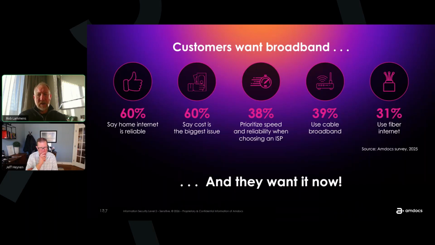Obviously, we've surveyed a huge amount of our customer base across the globe, and 60% say that cost is the biggest issue. Fiber is obviously coming down from a cost per sub standpoint or cost per home pass standpoint. Obviously, they prioritize speed and reliability, which is where fiber shines the brightest. They want something that makes a lot of sense from a financial standpoint and reliability standpoint. And while 39% are choosing cable broadband right now, we see those numbers shifting, where 31% today see fiber internet as the right solution. And that's only going to grow from there. And that was from a survey we did late last year.